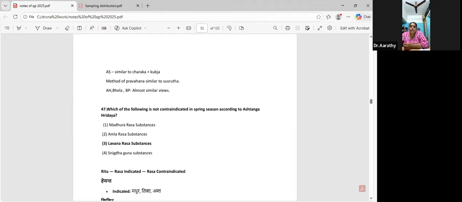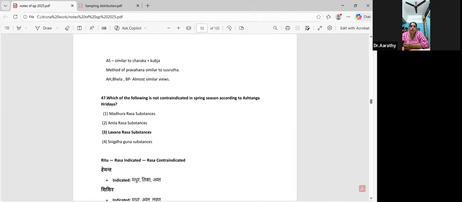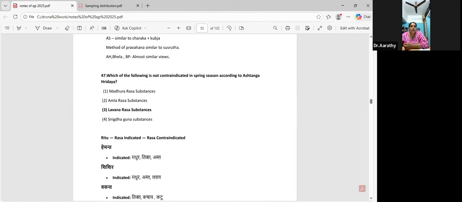In 47, which of the following is not contraindicated in spring season according to Ashtanga Hridaya? So, Ritucharya is very important. When you study Ritucharya, it is better to compare Charaka and Ashtanga Hridaya and study. Sushruta has said Ritucharya slightly different from Ashtanga Hridaya and Charaka.